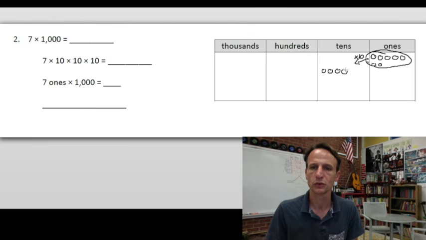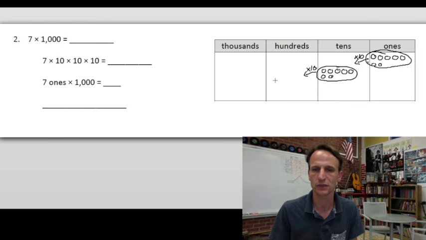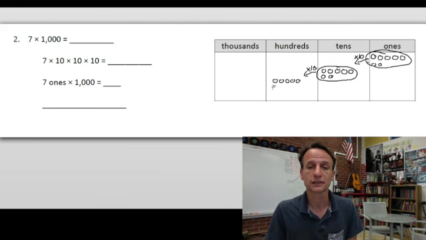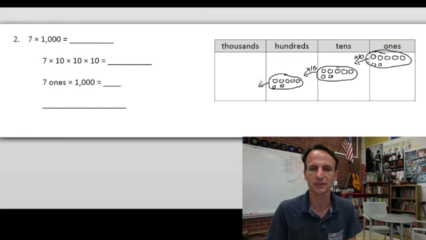1, 2, 3, 4, 5, 6, 7. Okay, so that's times 10, but we're doing times 1,000, so let's keep going. Times 10, ride the times 10 slide over to the hundreds place. 1, 2, 3, 4, 5, 6, and 7. And now 10 times 10 is 100, but we're multiplying by 1,000, so we will do one more times 10. Beautiful. Here we go. 1, 2, 3, 4, 5, 6, and 7.